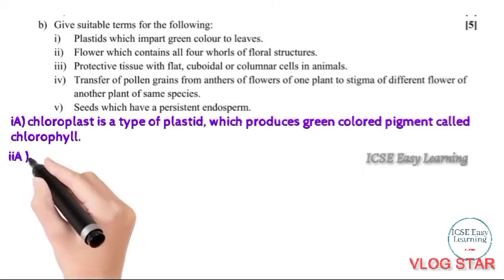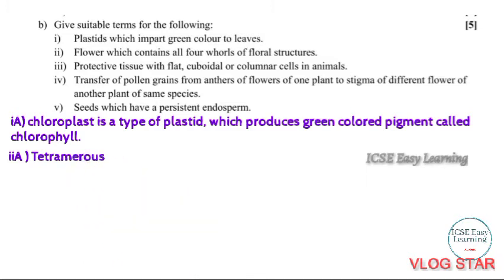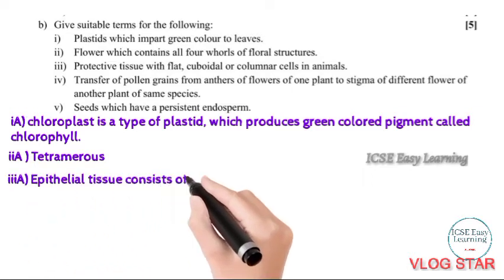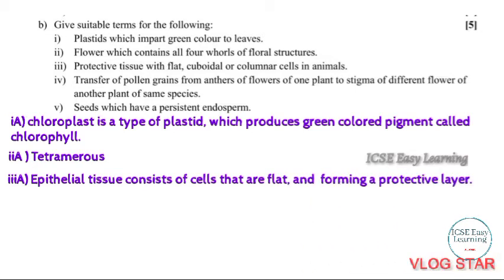Number 2: Flower which contains all 4 whorls of floral structures. The answer is tetramerous. Question number 3: Protective tissue with flat, cuboidal or columnar cells in animals. The answer is epithelial tissue. This tissue consists of cells that are flat, forming a protective layer.